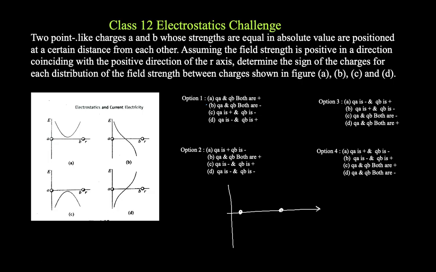The most important line of the question is: assuming that the field strength is positive in a direction coinciding with the positive direction of the r-axis. That means this is the r-axis and this direction is considered positive. The field lines going in this direction are positive, and field lines going in this direction are negative. So this is your negative direction.